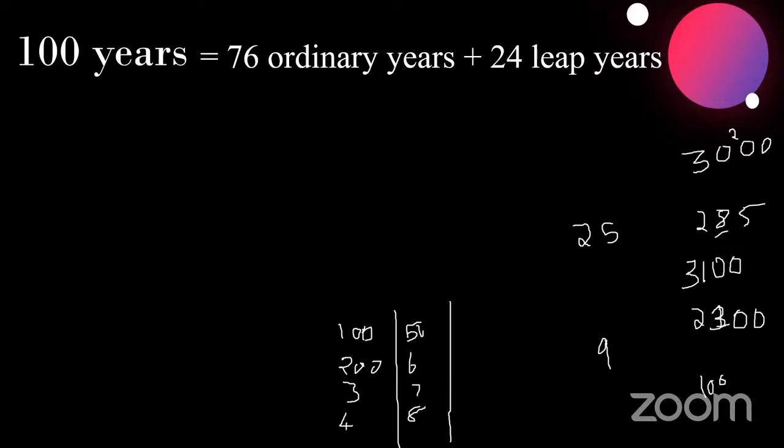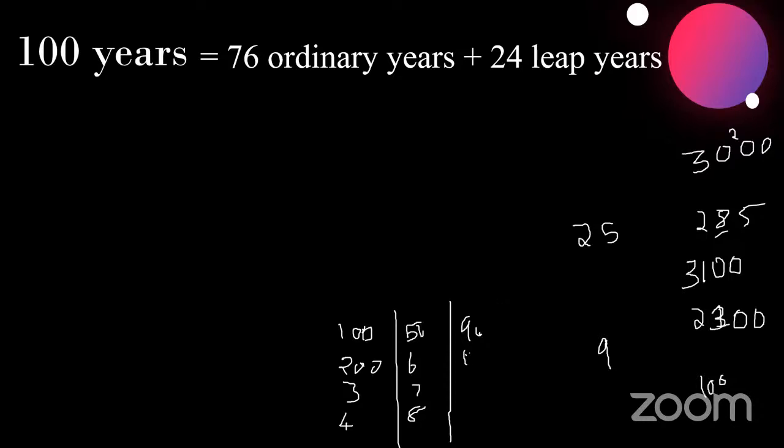That is, it consists of 7 odd days. 7 odd days means a week, right? So it will come to the next one. Again, 900 will come here: 900, 1000, like that it goes on.